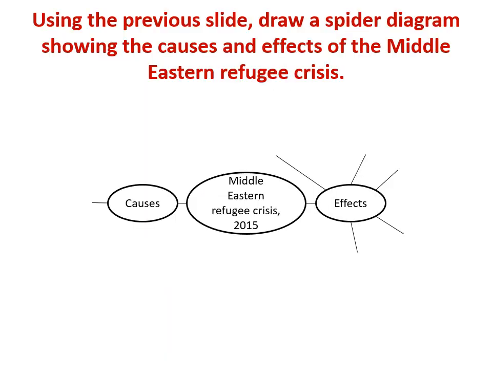Okay, so using that last slide, I'd like you to copy and complete this spider diagram. I have put on the amount of legs you need. You'll notice there is one cause for this from the article at least, for this refugee crisis, and I've picked out 5 effects. So pause the video here, go back to the last slide, and complete that spider diagram. Pause the video now.